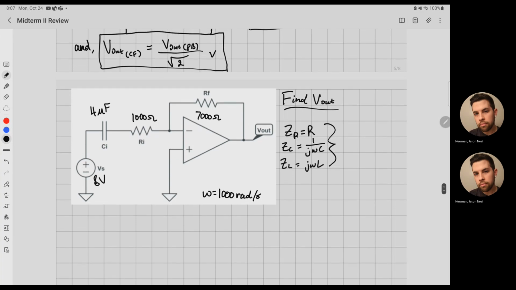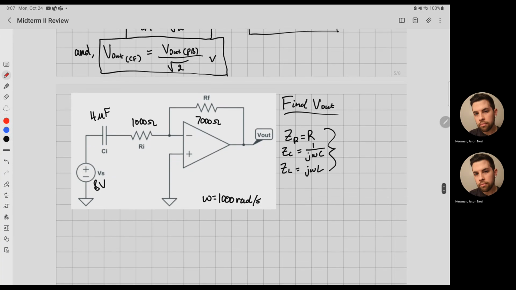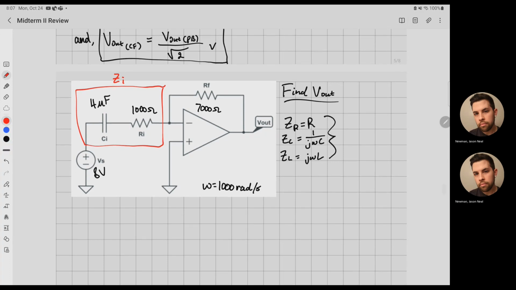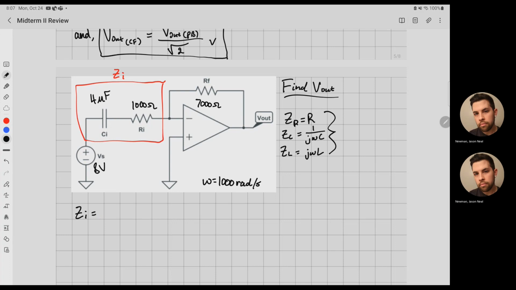So let's see, what do we want to solve for first here? The best thing to do is just to solve for your ZI value. So let's try to do that. So ZI is equal to what? Well, we have a resistor and we have a capacitor, and we know these are our impedance equations. So ZI is equal to, and they're also in series. That's another thing to note, they're in series. So ZI is equal to RI plus 1 over j omega CI. And I'm just lining them up with this ZI, essentially.